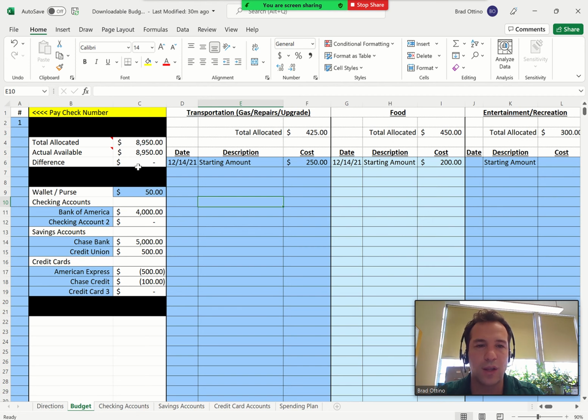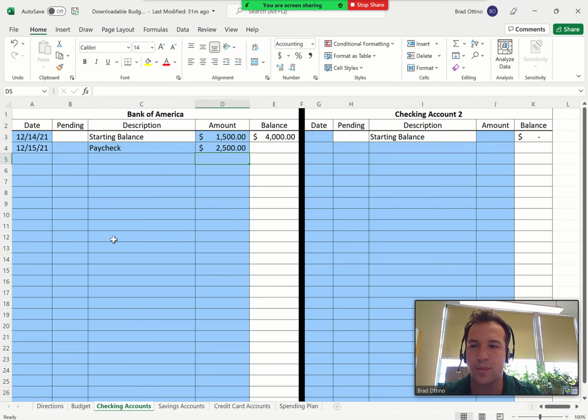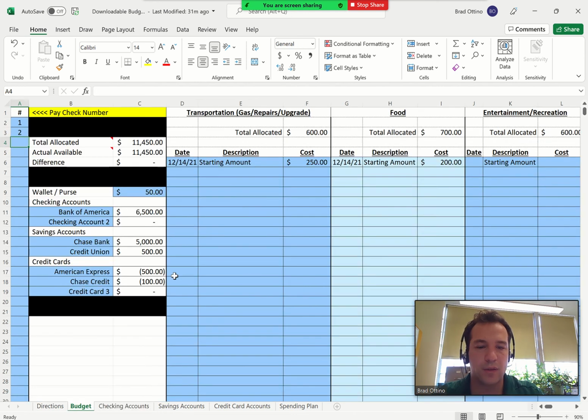Whenever we make transactions, they must go in 2 places. If I got paid again, I'm going to put paycheck number 2. All of my funds go up, but I also have to allocate $2,500 and say where that is coming from. Say if I got paid at the end of the month, everything's balanced out. So that's what happens when we get paid.